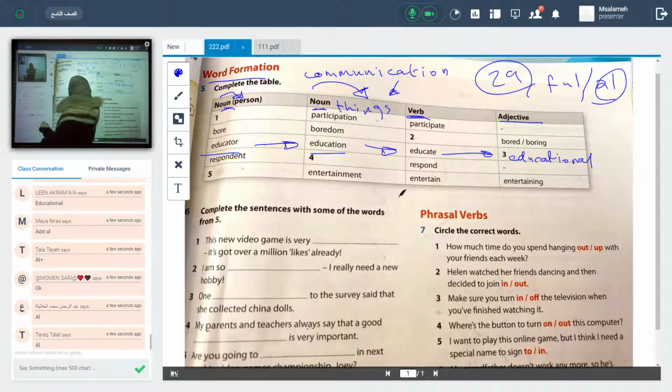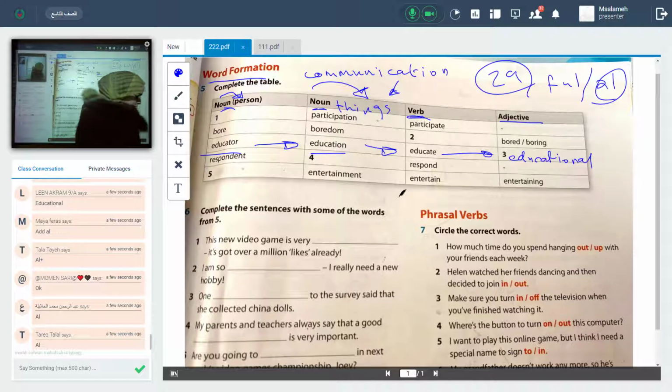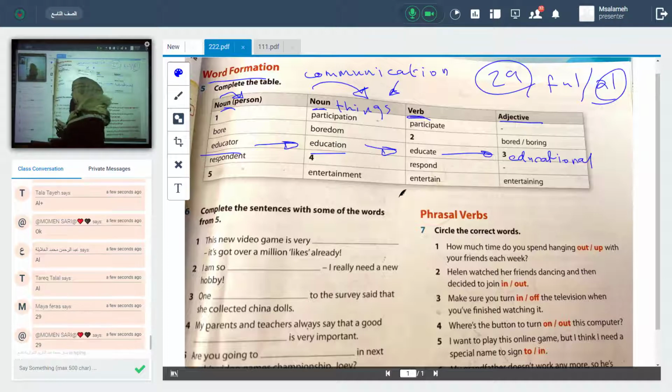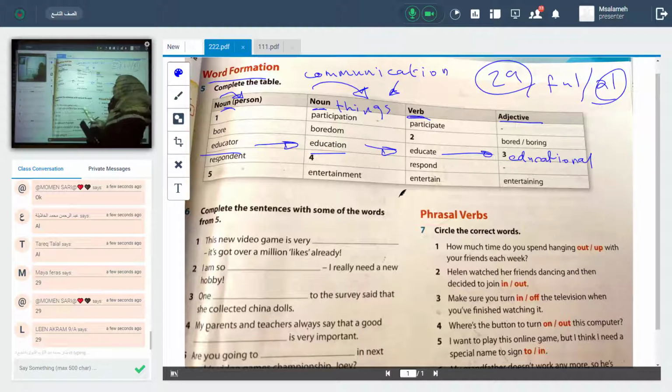Now, Miss, look at the board. Yes, Abdul Rahman. Look at the board. Let's answer together. Open your student book page 29. Open your student book page 29. Come on, the first word. Here we have participation.